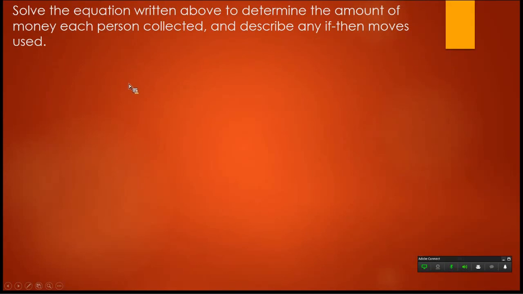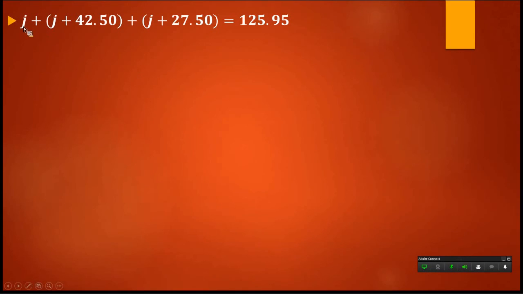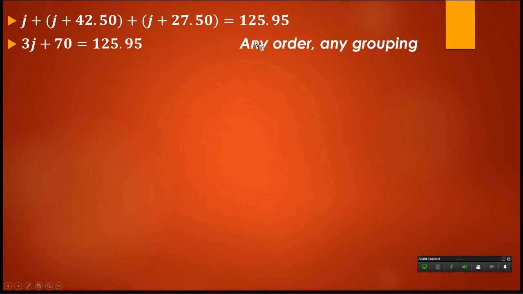Now we want to solve that equation. We want to determine the amount of money each person collected and describe any if-then moves used. So first, we have our three quantities. We have our equation equal to $125.95. We're going to combine like terms, using any order, any grouping.